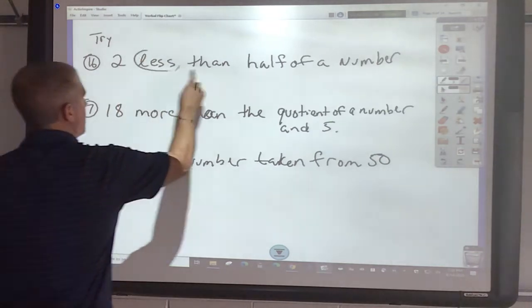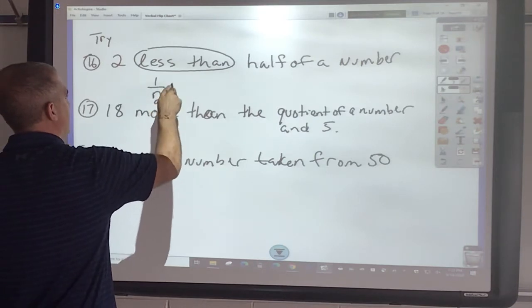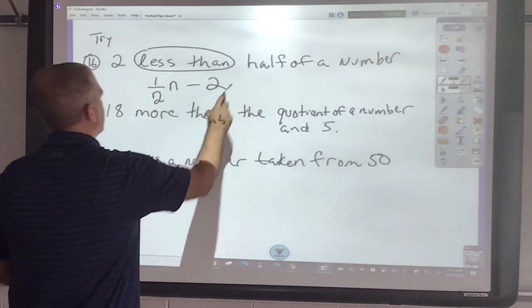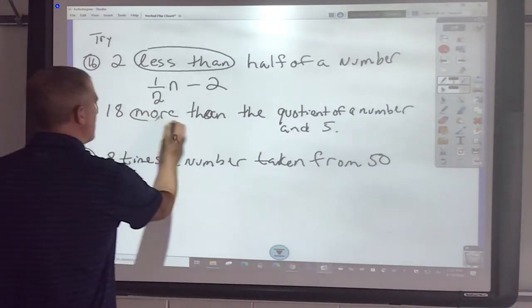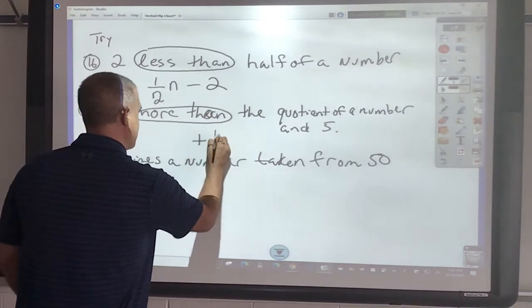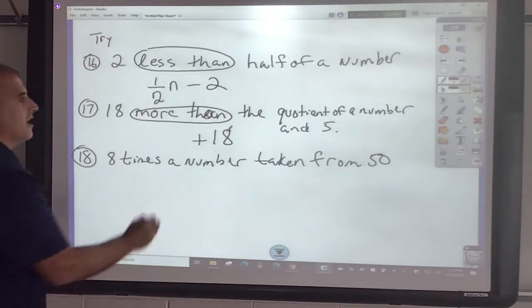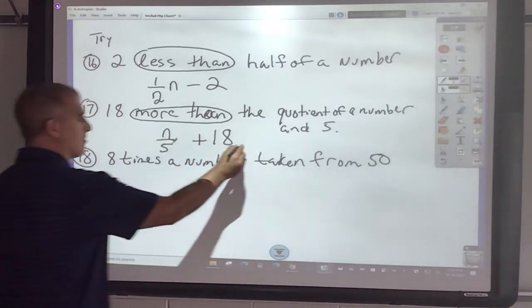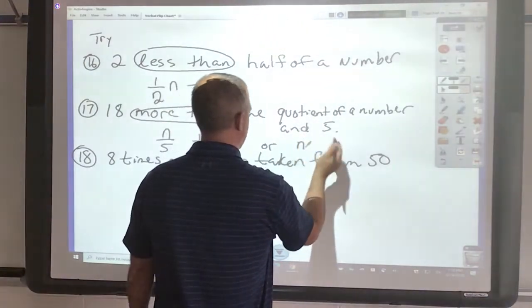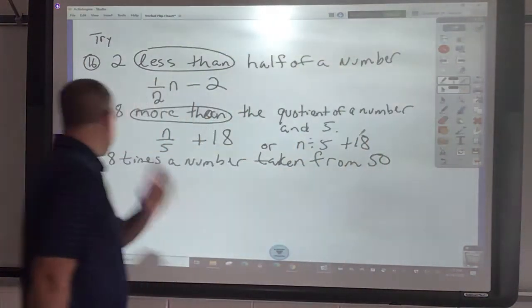Less than. It's one of the ones that flips. Half of a number. So a half of a number minus 2. Less than. 18 more than the quotient of a number in 5. Right? There's that word more than. So I know that that 18 that would started is now going to go second. The quotient of a number in 5. That's what I'd have. Or I could write it as n divided by 5 plus 18. Either one would be acceptable.